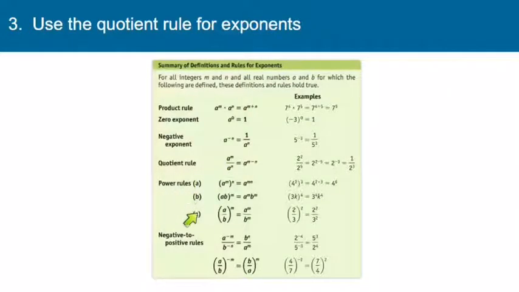We have 3 different varieties of the power rule. So if you have a power raised to a power, you multiply the exponents. If you have a product in parentheses that's being raised to a power, you can get rid of the parentheses by applying that power to each factor inside the parentheses. Same thing with a quotient. And then we had these negative to positive rules, which said that if you have a negative exponent in the top or in the bottom, you can move those factors around to get positive exponents. Or if you have a fraction with a negative exponent, you can just flip the fraction over to make the whole thing have a positive exponent.